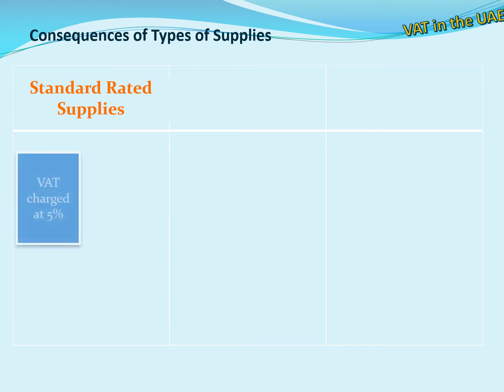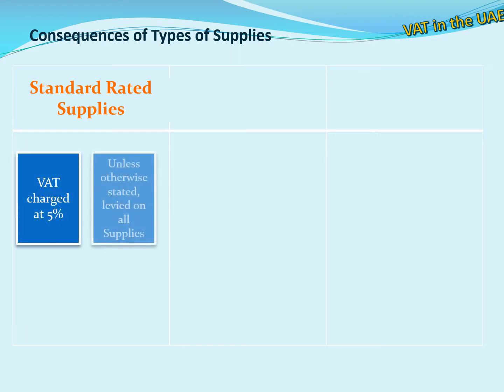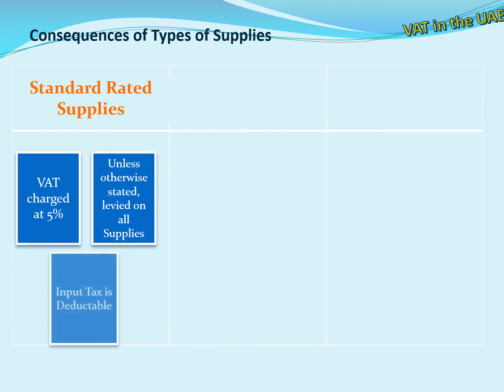So what are the consequences of these different types of supplies? First, we have the standard rated supplies, which is those supplies which are charged at VAT rate of 5%. Unless otherwise stated, all supplies of goods and services are levied with the standard rate. From an input tax perspective, in other words, the input tax attributable towards standard rated supplies is deductible or recoverable.